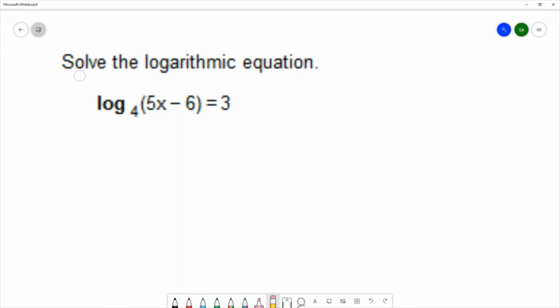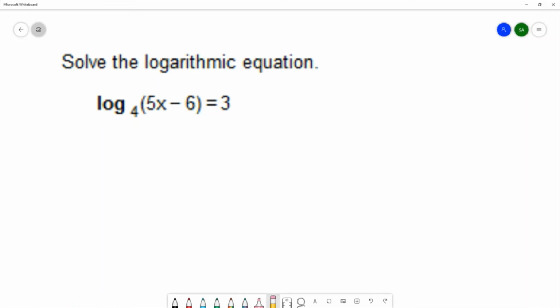On this question, we want to solve the logarithmic equation. I have this equation, log base 4 of 5x minus 6 equals 3. And I want to solve this equation. There are two main methods that we typically solve log equations with.